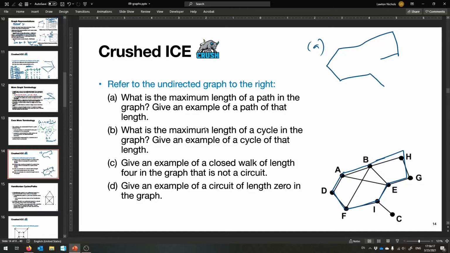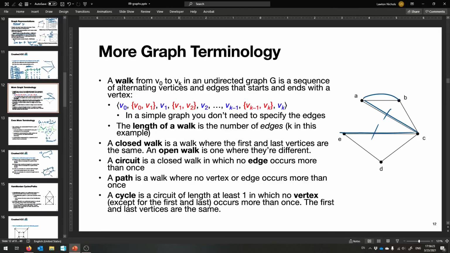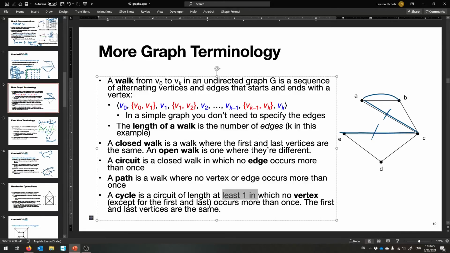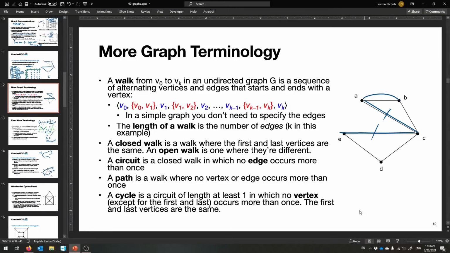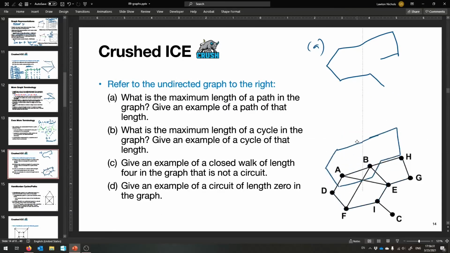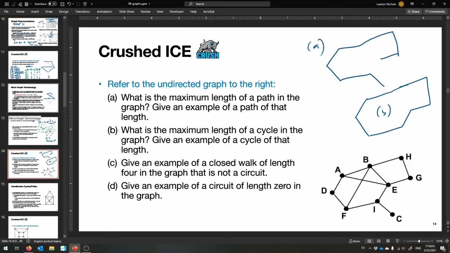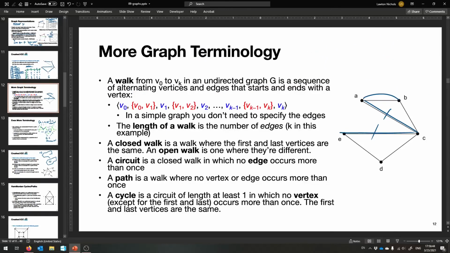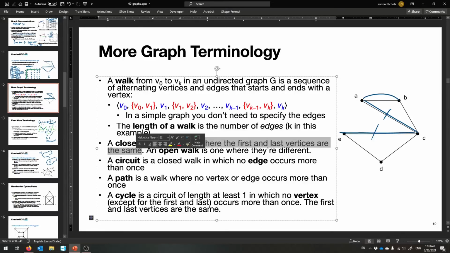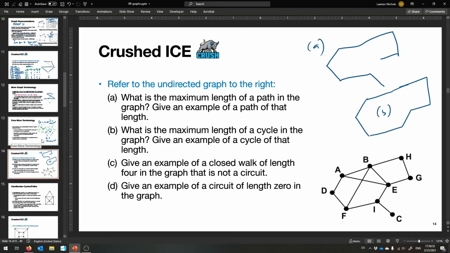All the other vertices. See that? So that's a nice cycle. And remember that a cycle is just a circuit of at least length 1, and we're not doubling up on any vertices. Okay? So that is B. All right, C. What is a closed walk of length 4 that is not a circuit? So that's quite a lot of things that we want here. So a walk where the first and last vertices are the same. Okay. So we need a walk that ends in the same spot, and we need it to have length 4.